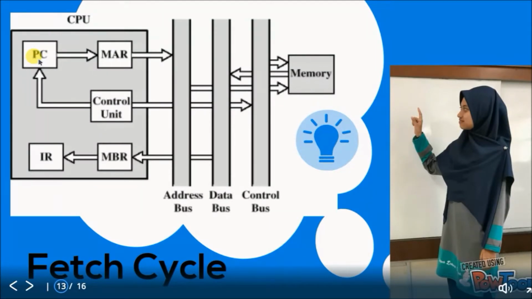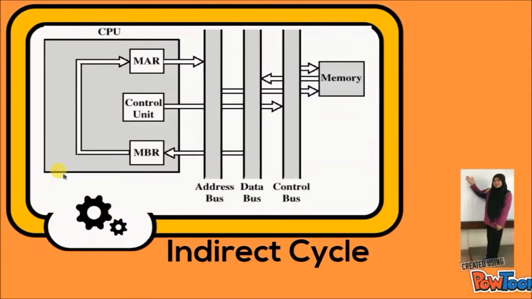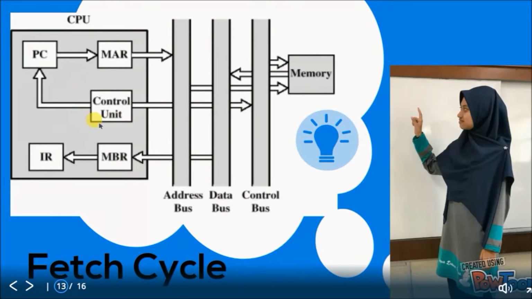Then this address is moved to the MAR and placed on the address bus. The control unit requests a memory read, and the result is placed on the data bus and copied to the MBR, which is the memory buffer register. Then the content is moved to the IR, instruction register. Meanwhile, the program counter is incremented by 1 in preparation for the next fetch.